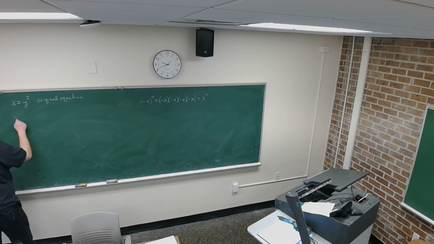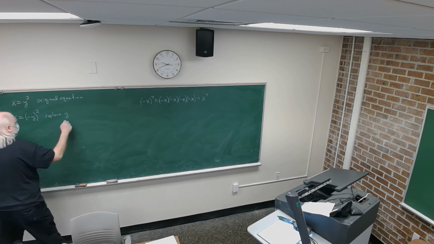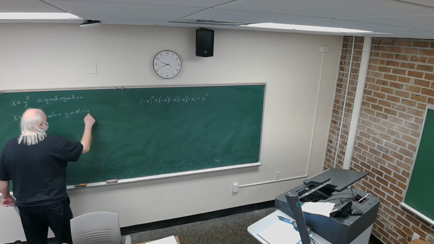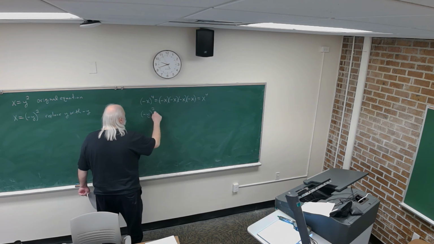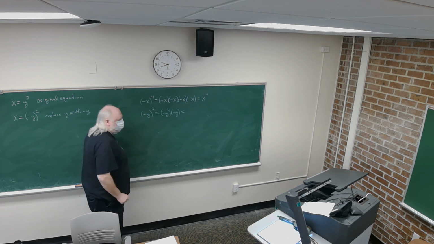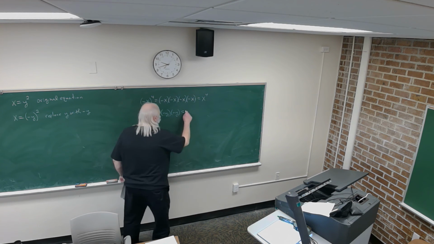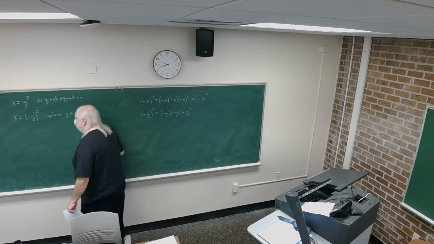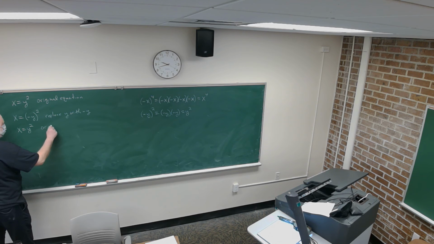So first step, replace y with minus y. And so we have minus y squared. Minus y squared is minus y times minus y. Negative times negative is positive, and y times y is y squared. So minus y quantity squared is just equal to y squared. And that's our original equation.